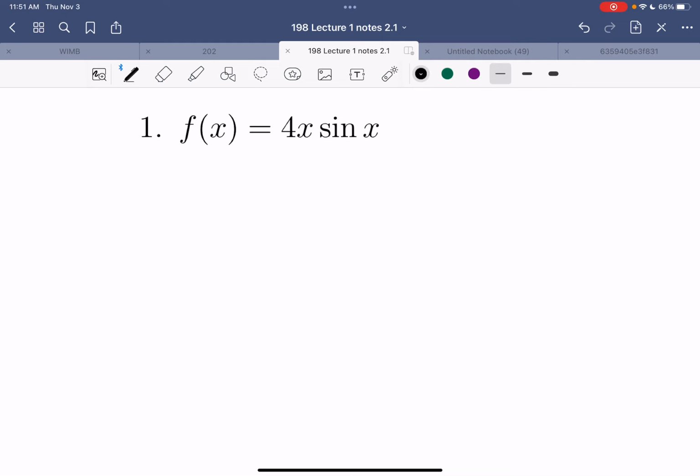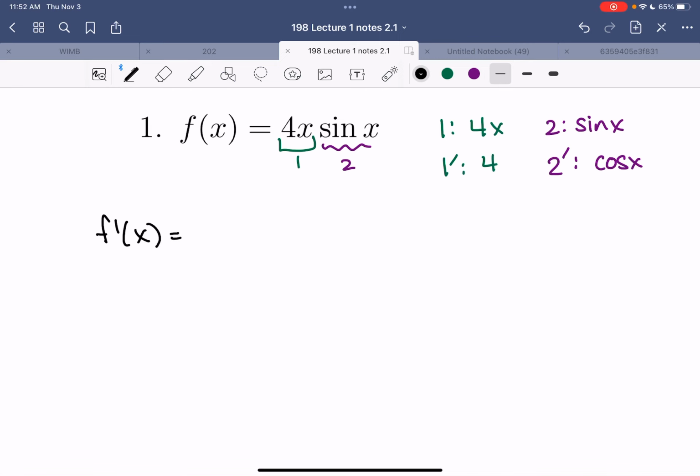So this first one, we have 4x multiplying sine x. So I'm going to make this my function 1, and sine of x will be my function 2. So I said function 1 is 4x, and its derivative is 4. Function 2 is sine x. And in the lecture, we established that the derivative of sine x is cosine x. And then we use our product rule to put it all together.